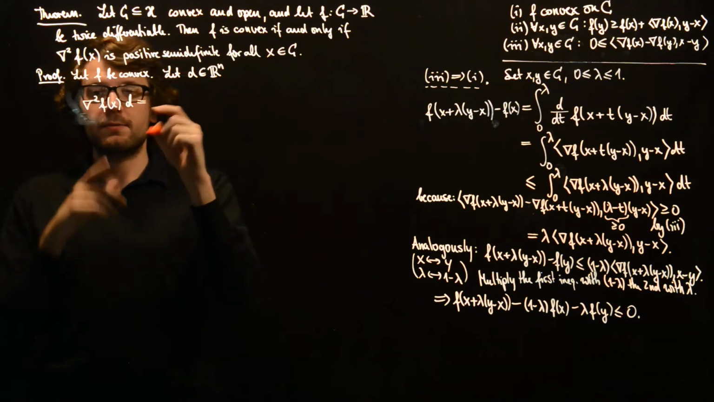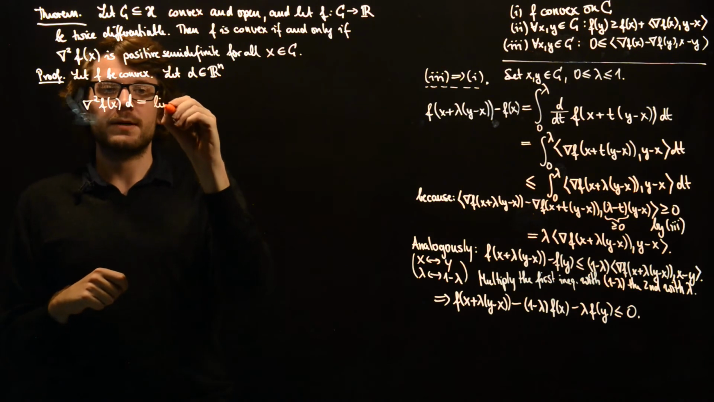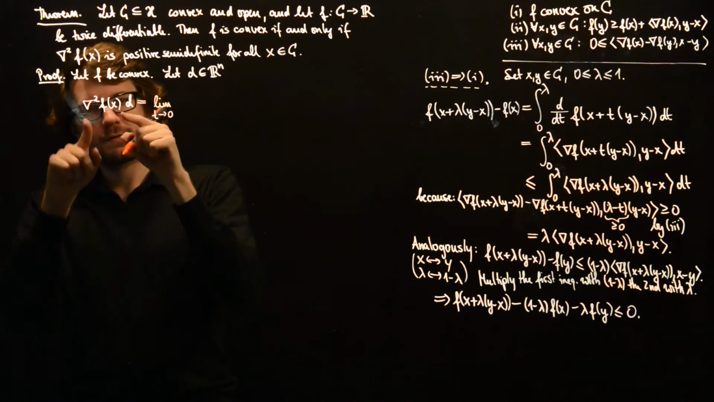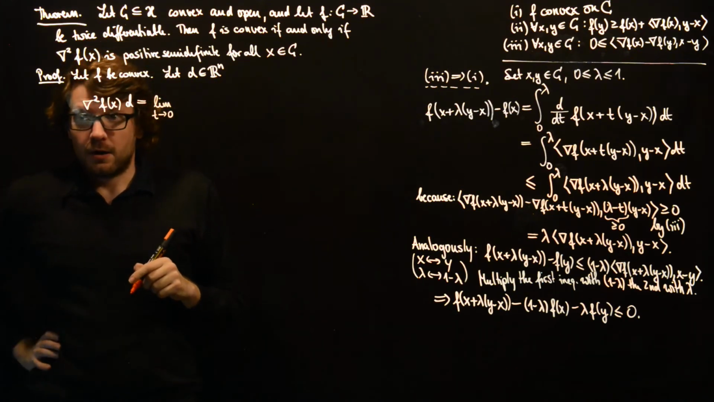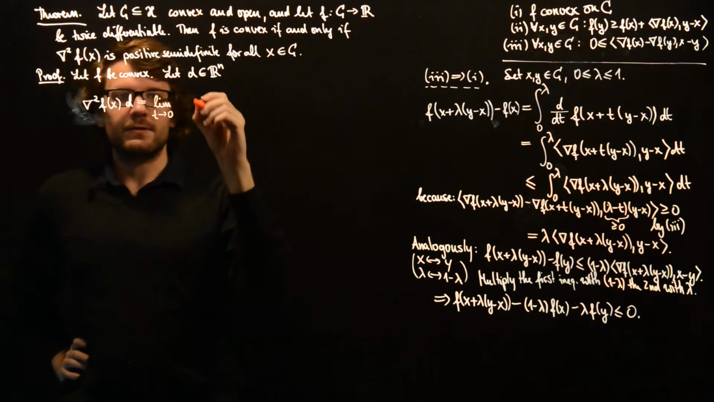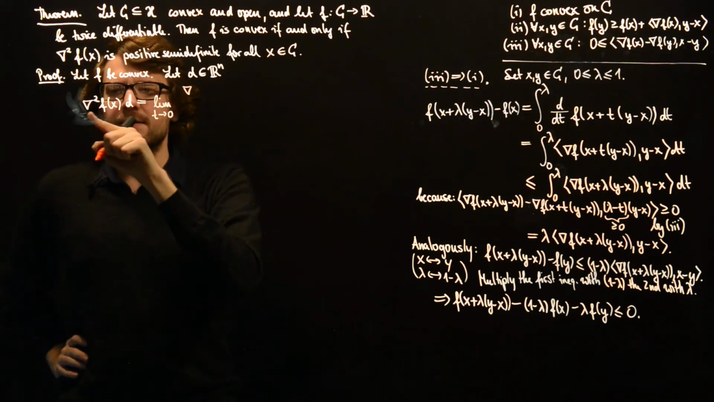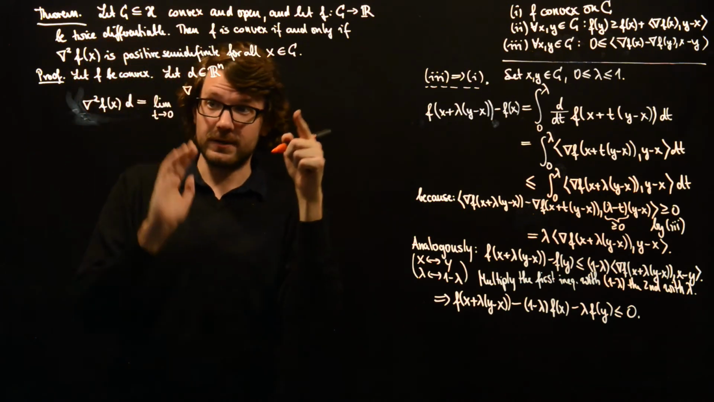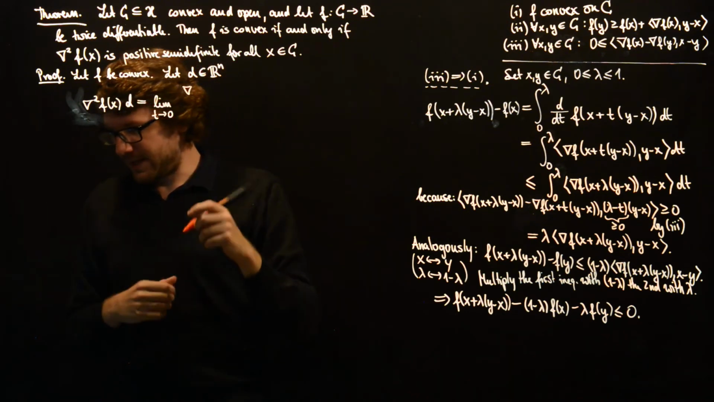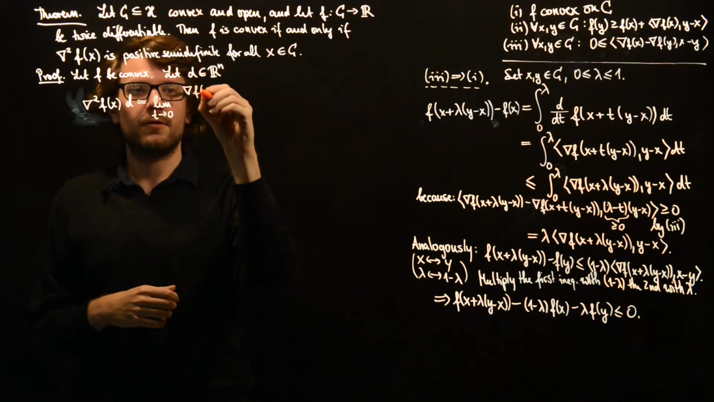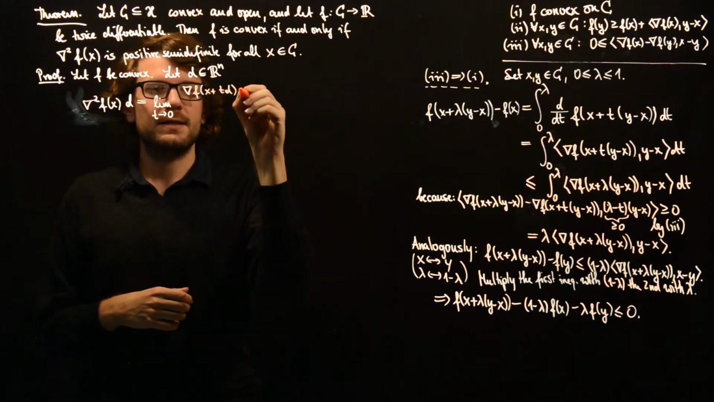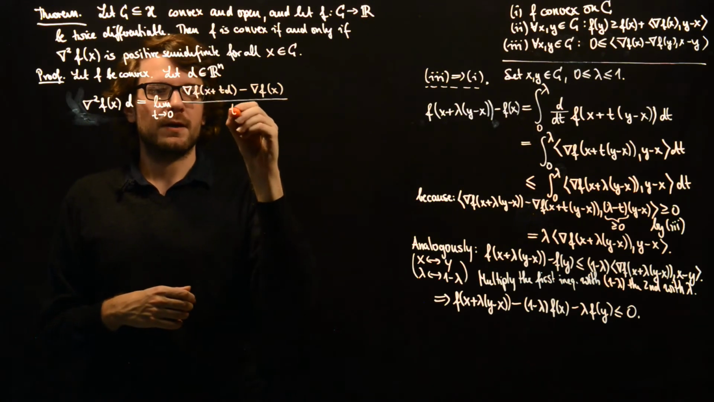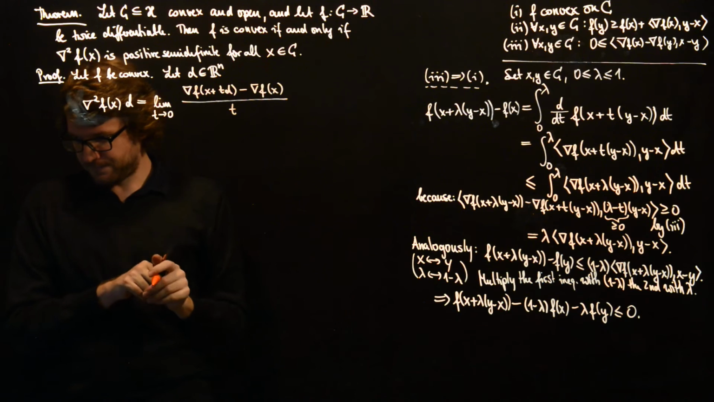So what can we say about this expression? As I've mentioned, this is the second derivative, the first derivative of the gradient, and therefore we can write this as a difference quotient of the gradient, namely as gradient f of x plus td minus gradient f of x divided by t. Okay?